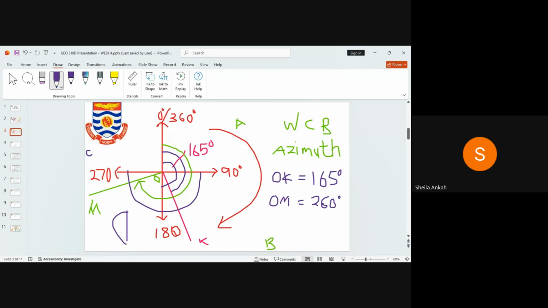Doc, please, I didn't get how you got there, 165 and 260. I'm finding it difficult to get it. I drew the cardinals. You were not watching that one. I said I've drawn the cardinals. This horizontal line and this vertical line create 4 quadrants. 1 is here, 2 is here, 3 is here, and 4 is there. Each of them is 90. So if each of them is 90, then for 165, for instance, the rule says that from the north, clockwise.